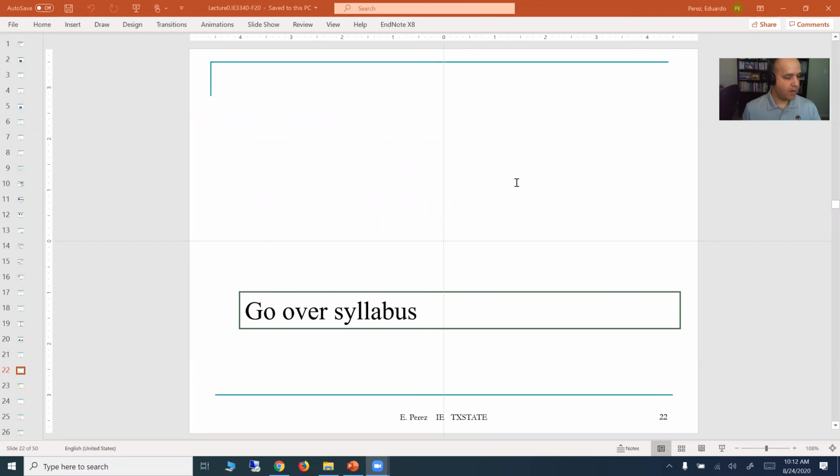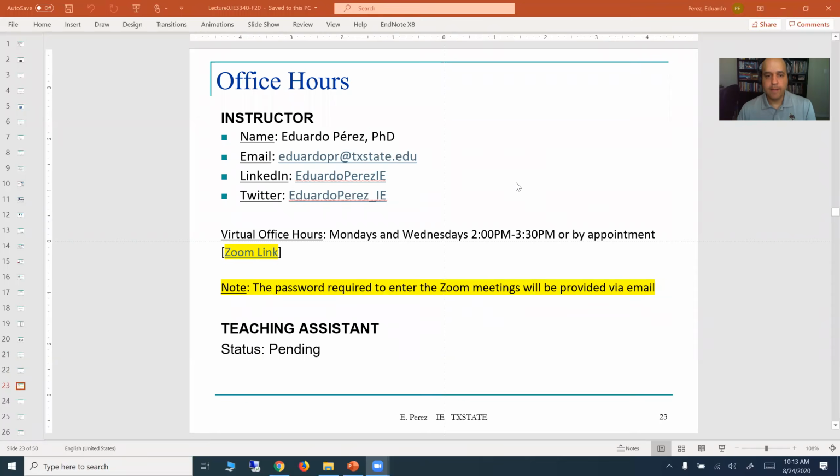Okay, so now the second part of this lecture is looking at the syllabus. One thing that I think is very relevant this year, I mean, every semester is relevant, but in particular with this new online environment, is that we need to be very clear of what the rules are and how we're going to communicate and so on.